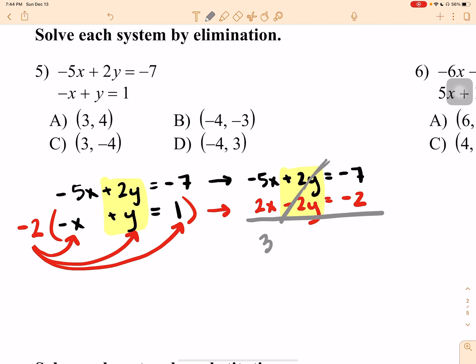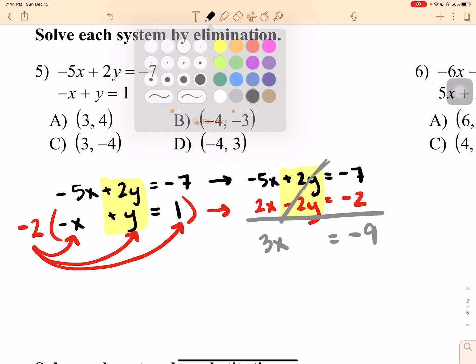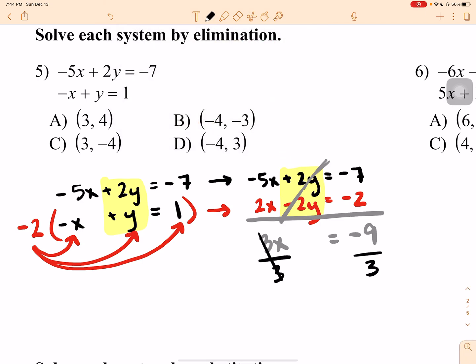5x minus 2x is 3x. -7 minus 2 is -9. So now if I were to divide both sides by 3, I'm going to solve for x. X equals -3. Okay? Uh-oh, did I make a mistake here? Should I have a positive somewhere? Hold on, guys. It says the answer is A, but it should be a positive or a -3.